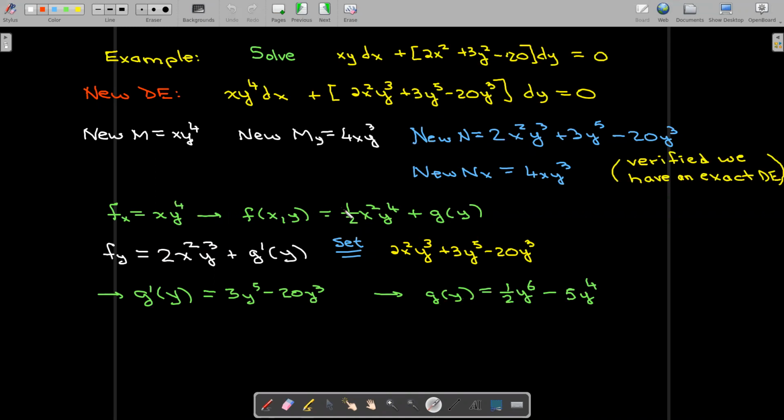So now this equation, 1/2 x squared y to the 4th plus 1/2 y to the 6th minus 5y to the 4th equals c is going to be the solution to the dE. It's the solution to the new dE. It's the solution to the original dE as well.